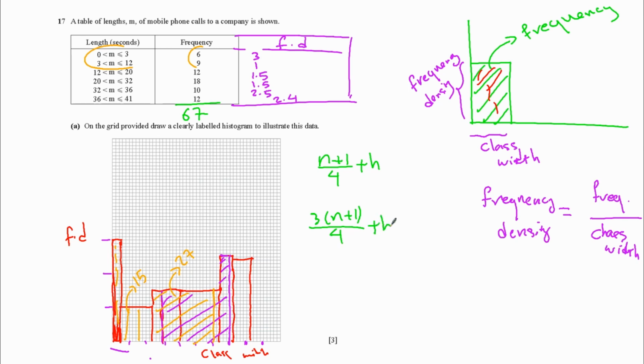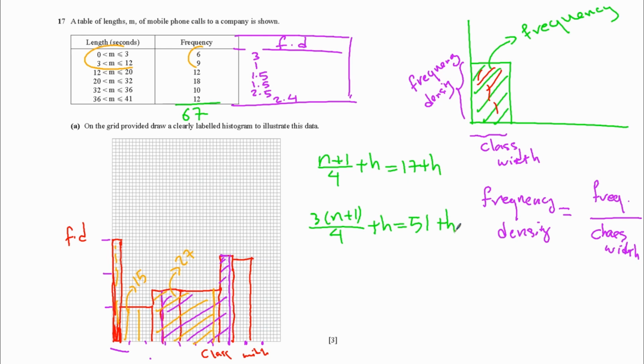So n plus 1 divided by 4: 67 plus 1 is 68, 68 divided by 4. This would basically be the 17th. And for the upper quartile, 17 times 3 would be 51, the 51st basically. So now we need to look at these and find out what our interquartile range in seconds is.